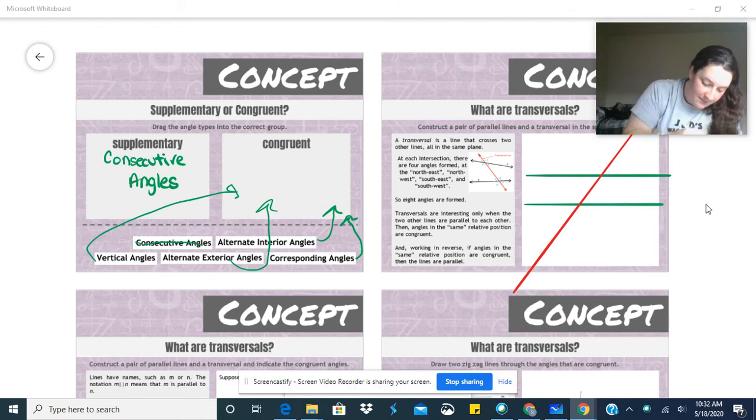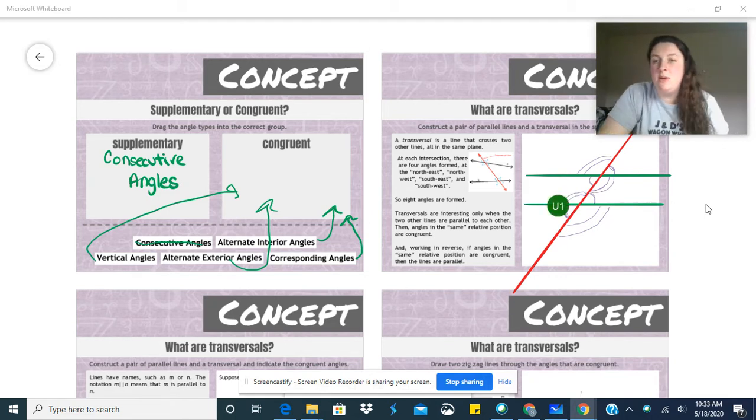Which means if you were to look in small angle here and here are the same. This angle and this angle are the same. This angle and this angle are the same. This angle and this angle are the same, which means those two are the same. And then this one is congruent to this one, okay? So that's all you need to do is draw that.